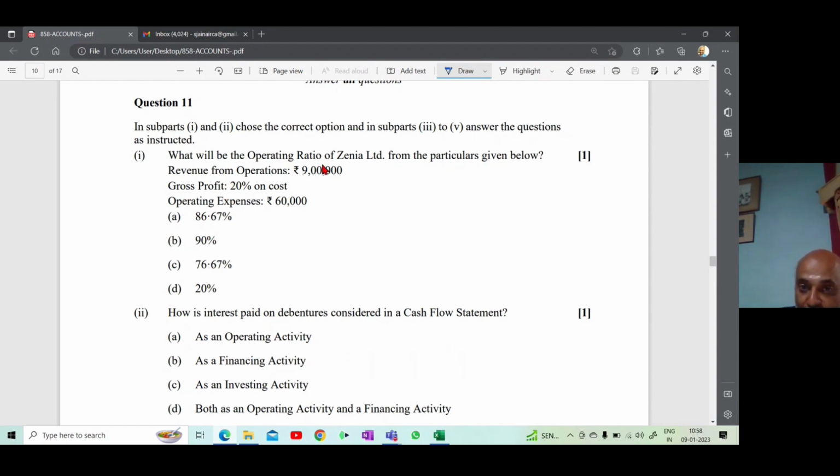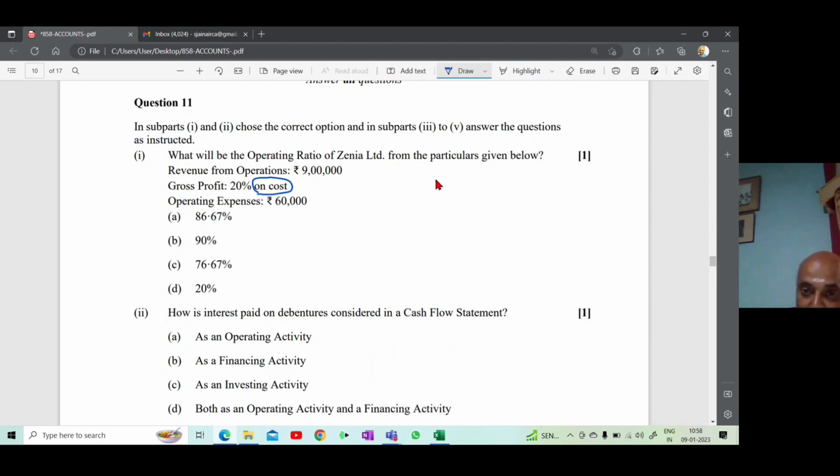What will be the operating ratio of Xenia Limited from the particulars given below? Revenue from operations is rupees 9 lakhs. Gross profit is 20% on cost. Operating expenses is 60,000. So we are supposed to find out the operating ratio. How do we find out the operating ratio?